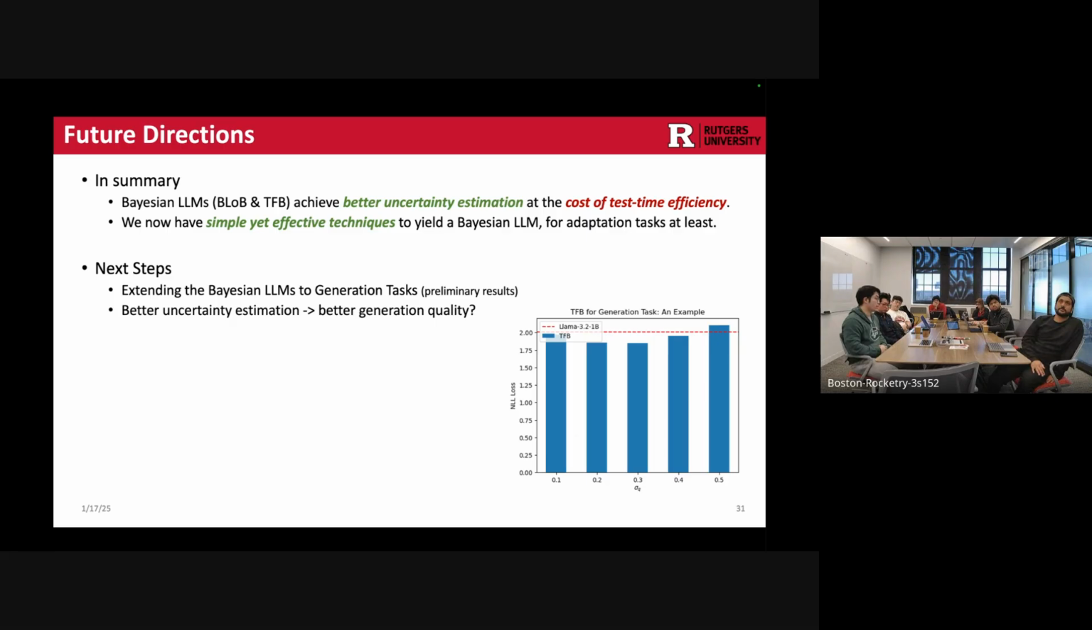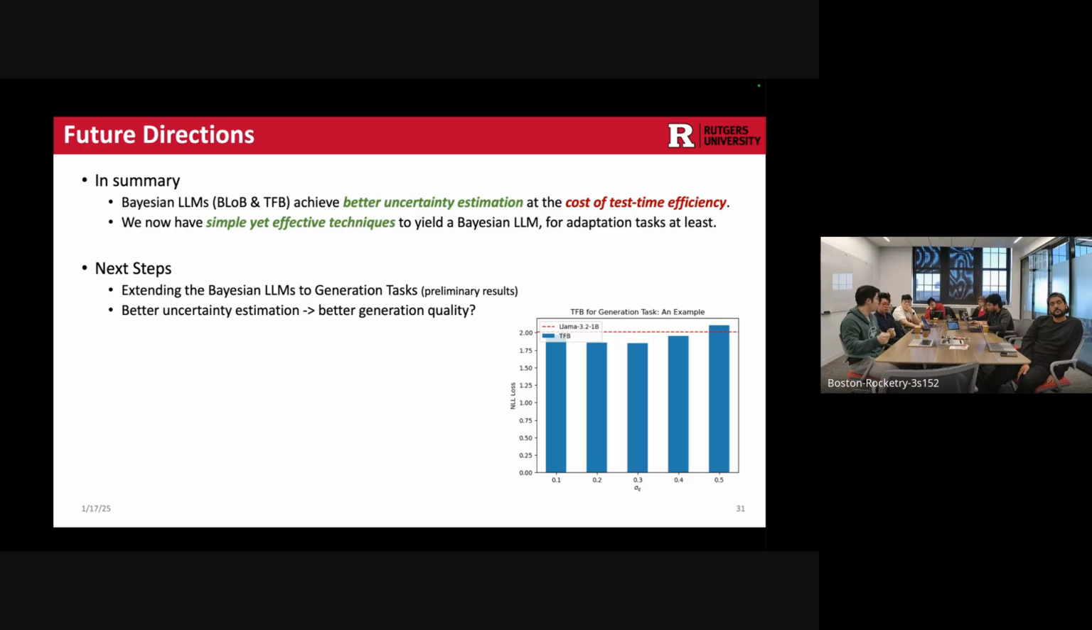So these are the next steps that we have. We have this, which is what we have so far, and what are the next steps? Probably the first direction we should explore in the future is extending the Bayesian large language models to generation tasks. The figure that we show here is some preliminary results that we have yielded recently.